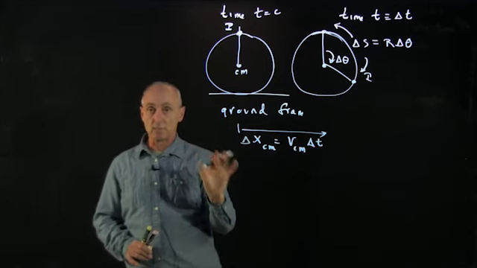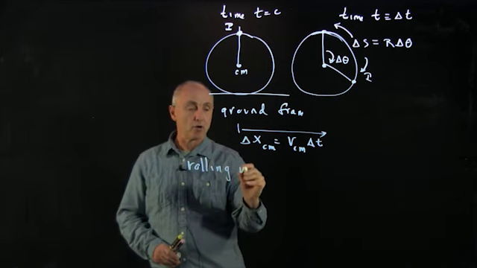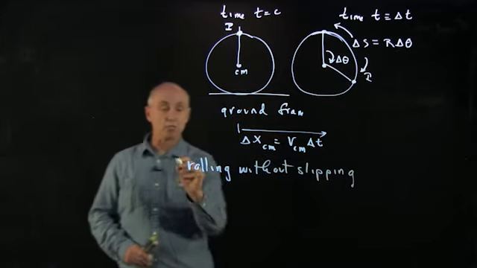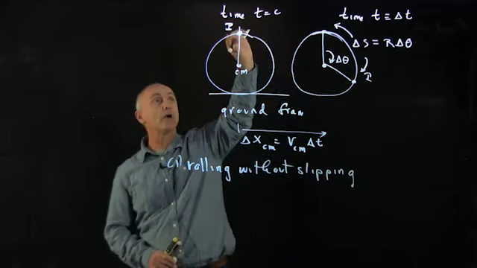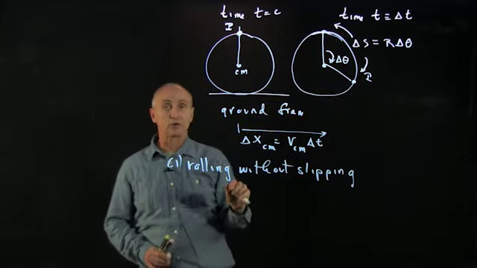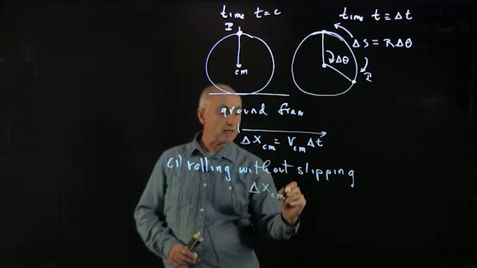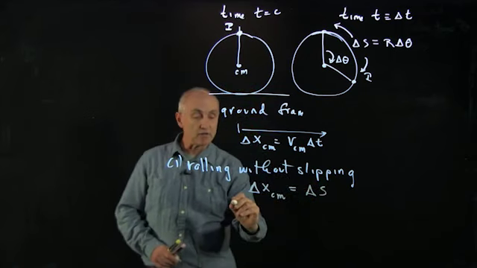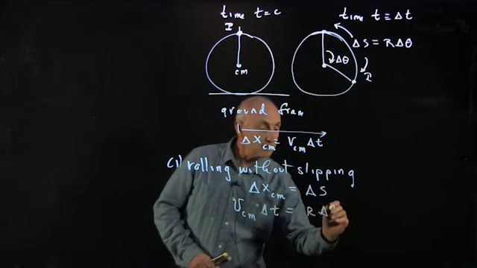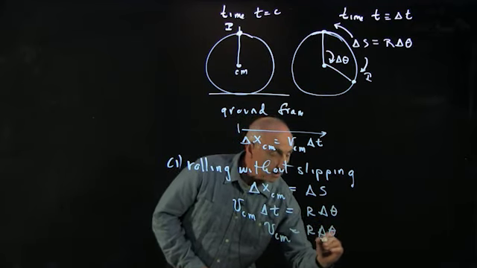We now have 3 possible conditions. We call rolling without slipping our first case, case 1. And that's the case when the arc length delta s is exactly equal to the distance along the ground. So we have delta x_cm is delta s. And so we get v_cm delta t equals r delta theta, or v_cm equals r delta theta over delta t.